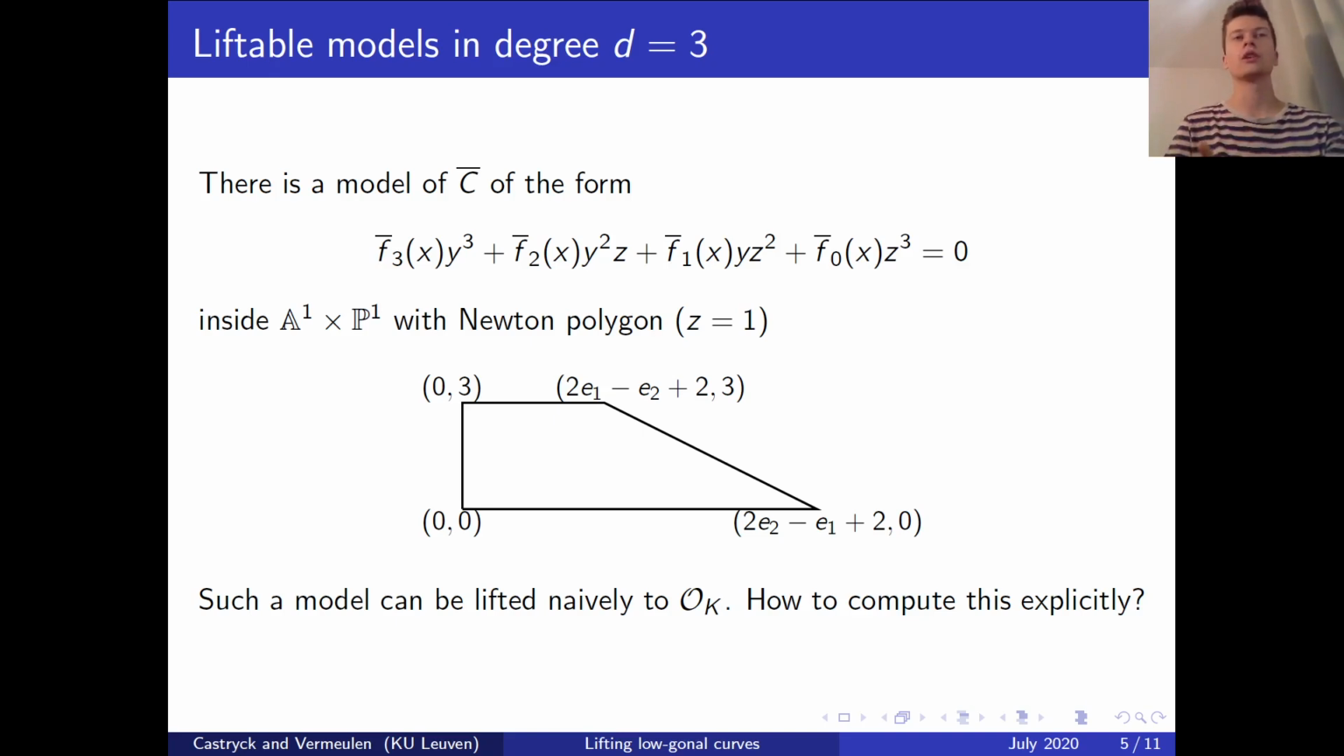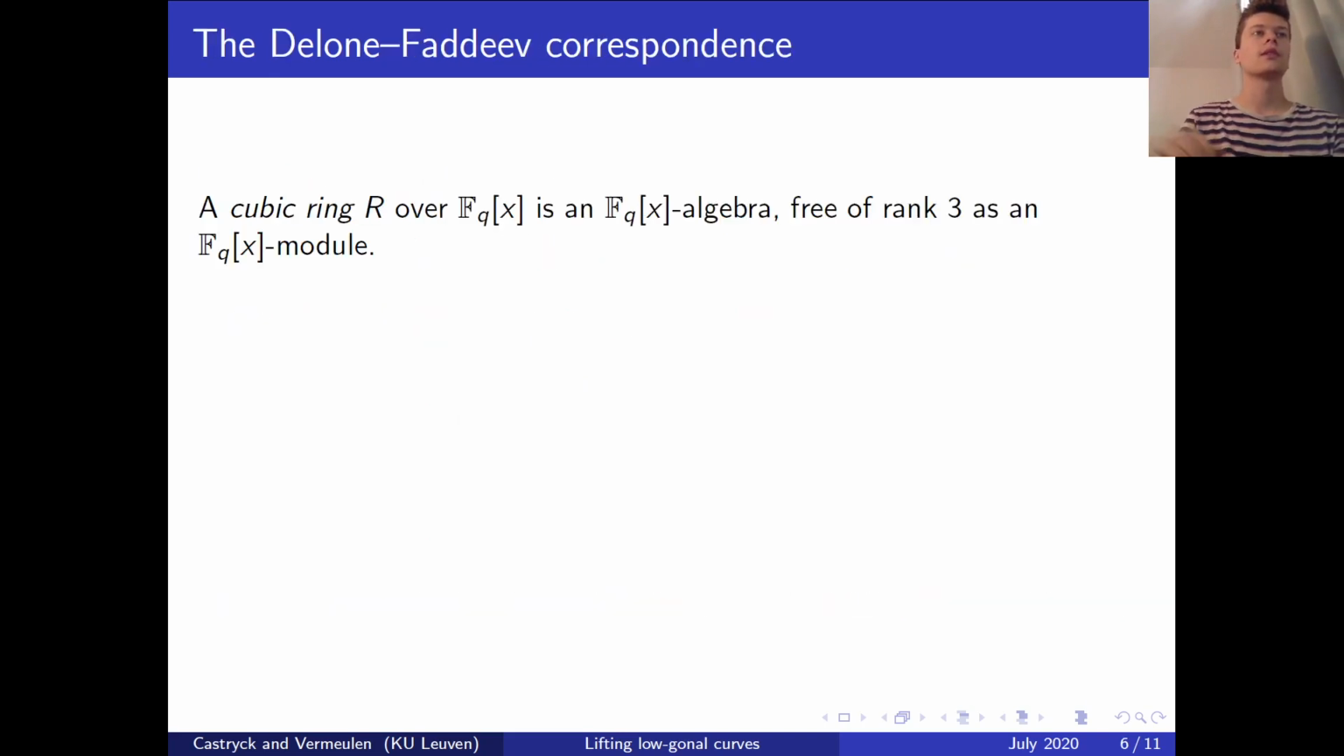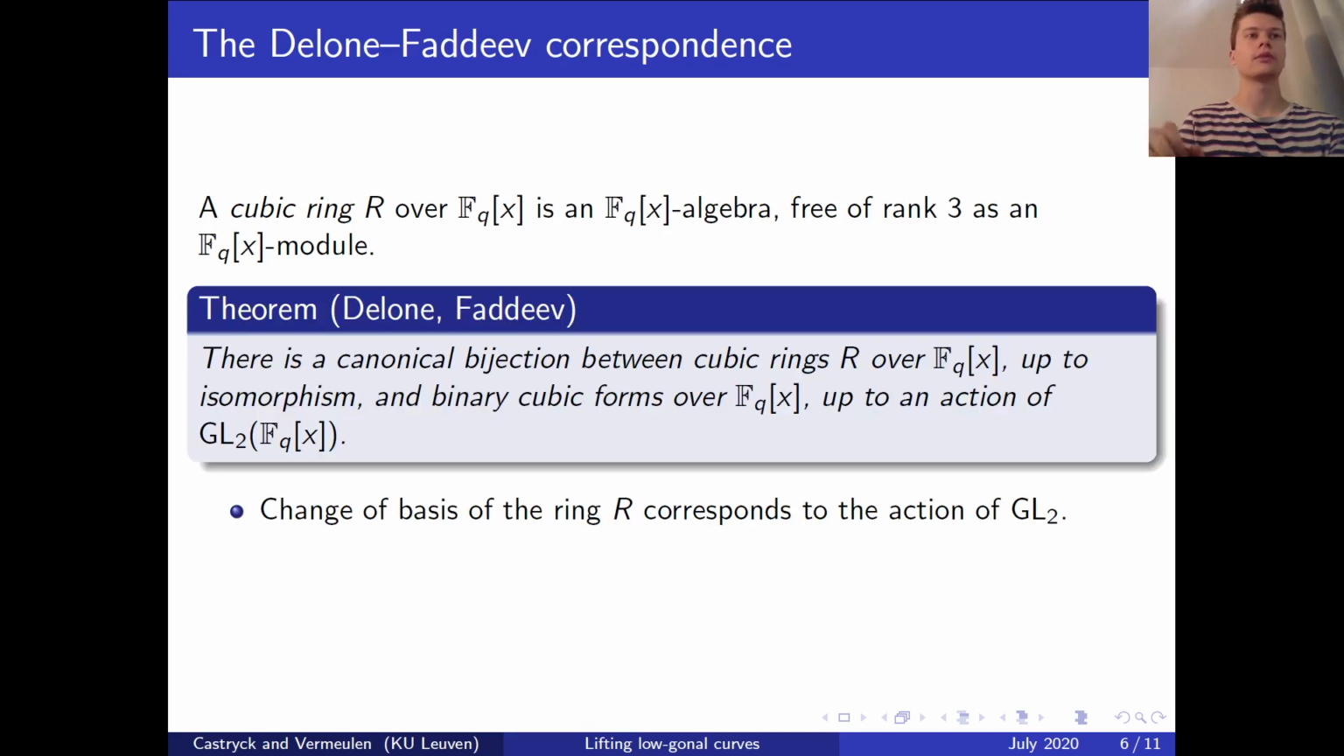Now the question is, how do we actually compute this model? And for this we rely on the Delone-Faddeev correspondence for cubic rings. So for me, a cubic ring R over FQ[x] is an FQ[x] algebra which is free of rank 3 as a module. So in the number field case, you can think of orders of cubic number fields. So there's a result from the 40s by Delone and Faddeev, which parameterizes all of these objects together.